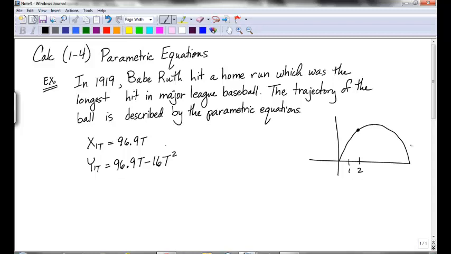But in parametric mode, not only can you say how far out is it and how high up is it, but also how long did it take to get there. So we're going to look at 3 variables instead of just 2. The difference is you're going to look at time. Not always will t be time, but for this example, t is going to be time in seconds.